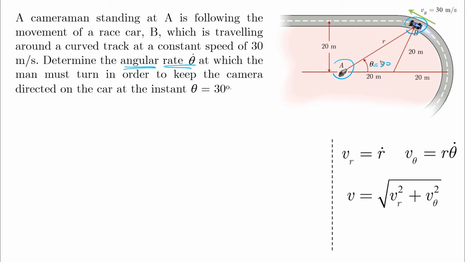And here comes the hint that we just mentioned. Theta dot is required, which is part of v theta, and v theta is part of the magnitude of the velocity. So to find v theta, so we can solve for theta dot, we need the magnitude of the velocity, which is given by the way, and we need vr, which is r dot. And to do that, we have to find r first, which can be found from this triangle.